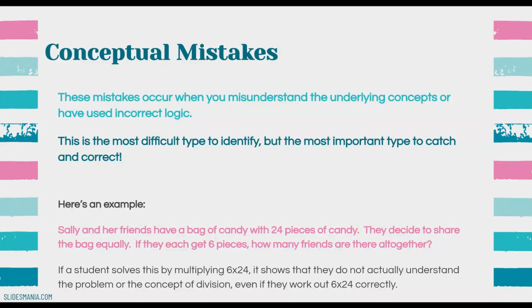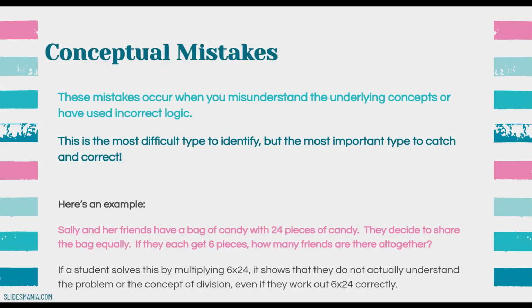Conceptual mistakes, the third type of mistake, are mistakes that occur when you are misunderstanding the underlying concept or have used incorrect logic. This is the most difficult type to identify, but the most important type to catch and correct.